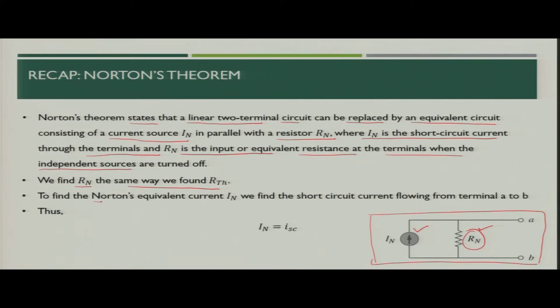And for the Norton's equivalent current I n, what do we have to do? We have to short circuit the terminals A to B. Suppose this is your network and you have terminals A B like this, you simply short circuit them and find out the short circuit current. The network would be a linear two terminal network because you want to short circuit these two terminals and find the value of the short circuit current. That short circuit current would be nothing but the Norton's current.